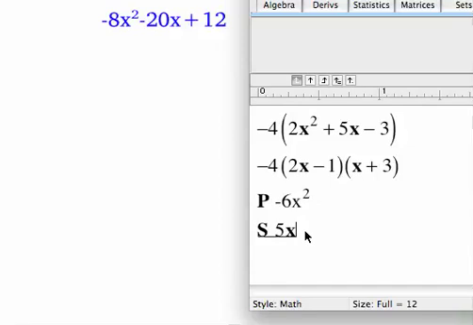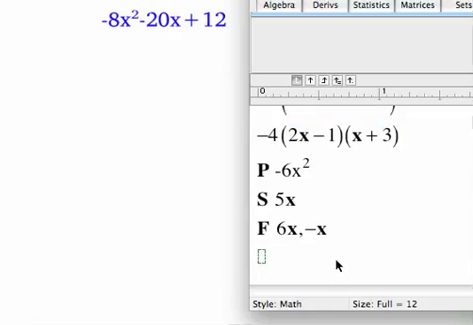The F is for the two factors. We're looking for two factors of negative 6 that add up to give us 5. So 6 and negative 1. So let me just replace that: 6x and negative 1x, or negative x. Now I'm going to rewrite this, instead of with the 5x, with the 6x and the negative x. And then I'm going to group to factor.